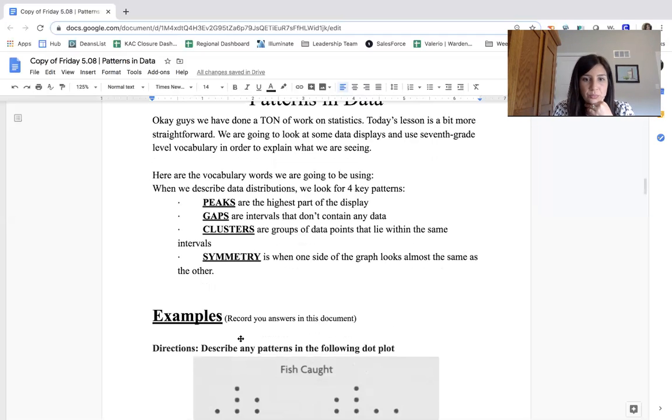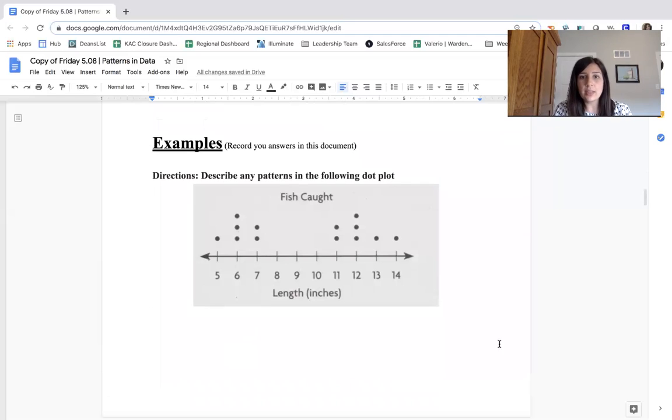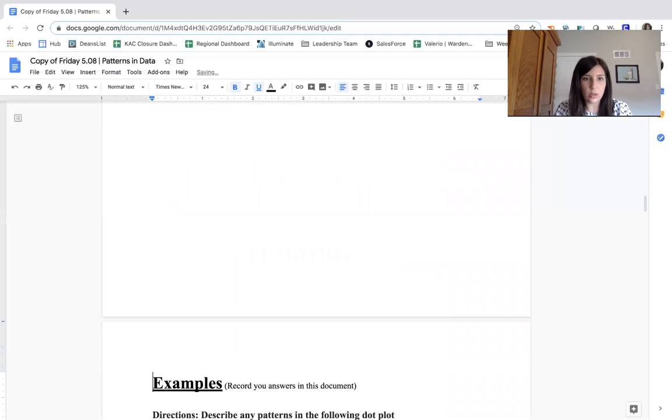Okay, so let's look at our first example here. This is a dot plot of the length of different fish caught on a fishing trip. So I see that we have one fish that was 5 inches, 3 fish that were 6 inches, and so on and so forth. I'm going to put this on the same page so that it's easier for us.